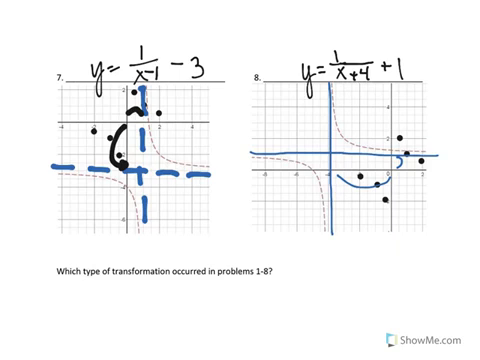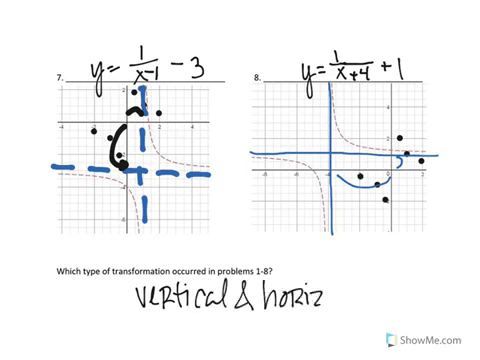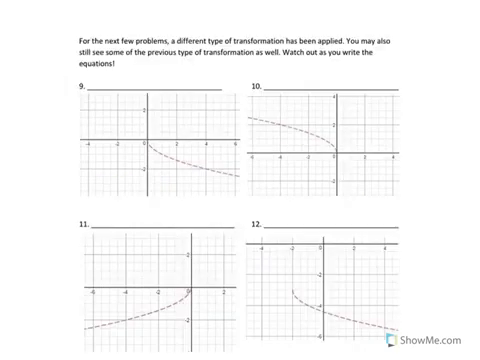So these types of transformations were vertical and horizontal shifts. Vertical and horizontal shifts. All right, so let's look at the next few. Here we have some square root functions. So we're going to have our parent function of y equals the square root of x for each of these.